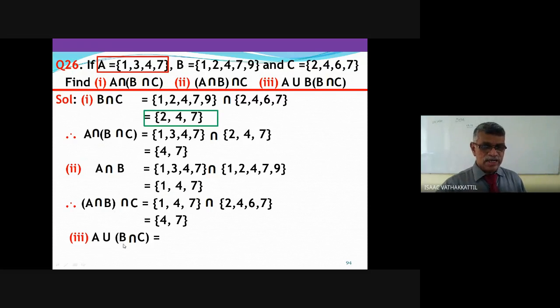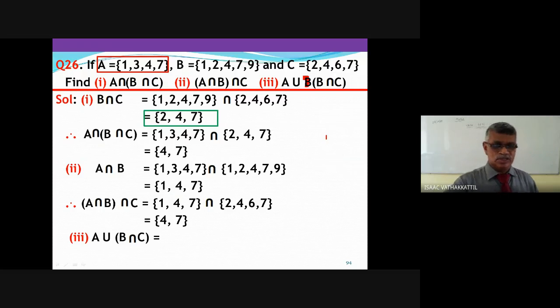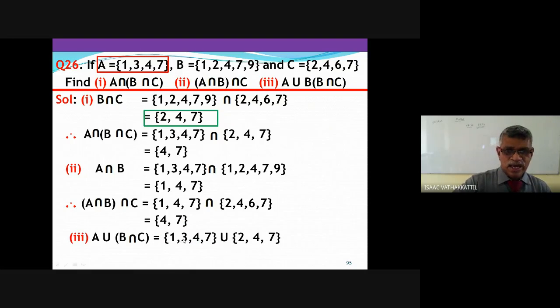Now next is A union (B intersection C). Be careful. B intersection C is already here. Correct? A is here. A union. Remember, union means those which are either in A or in B intersection C. You know how to find. How do you find? 1, 2, 3, 4, 7. Okay?